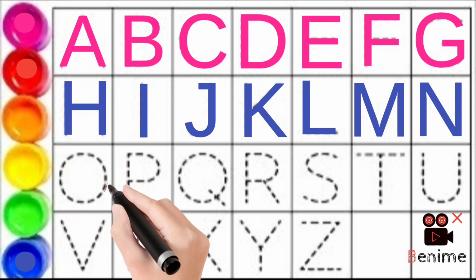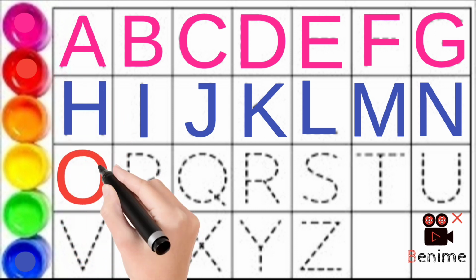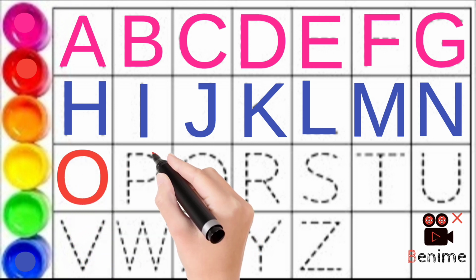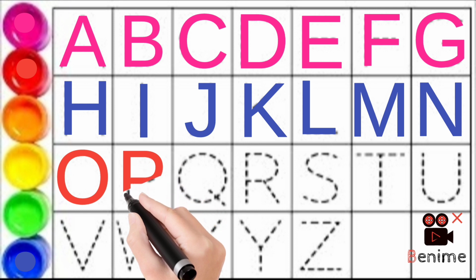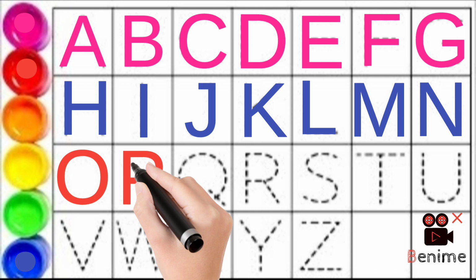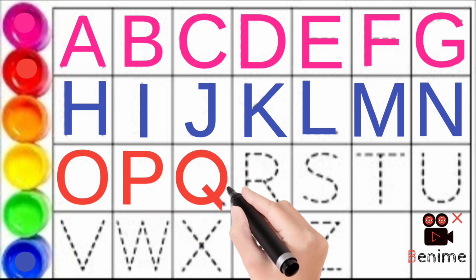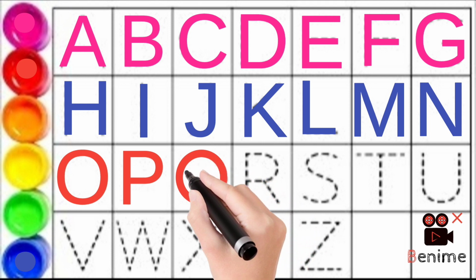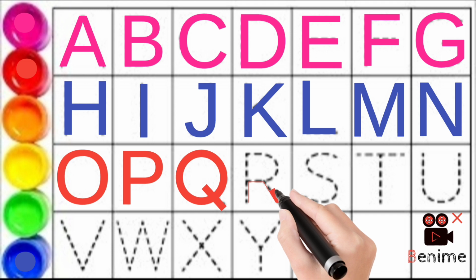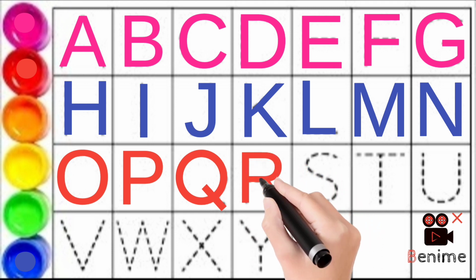Red color. O for orange. P for papaya. Q for queen. R for rabbit.